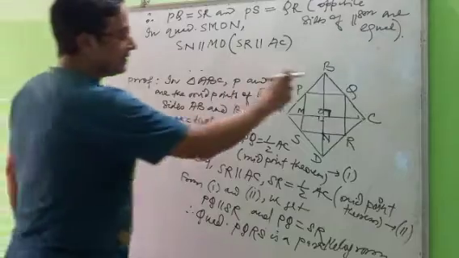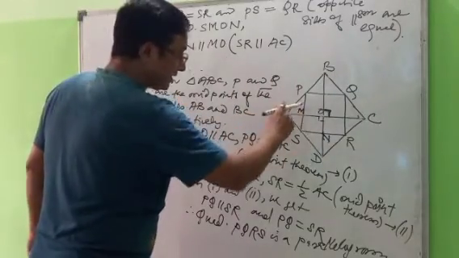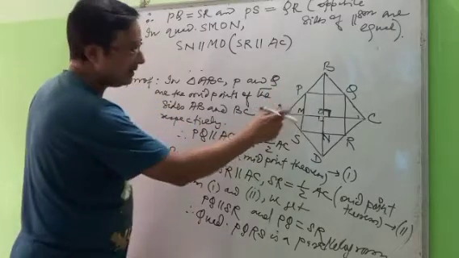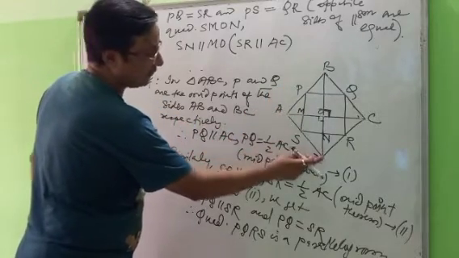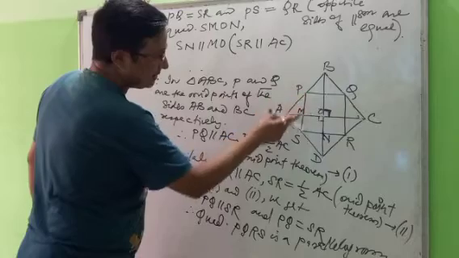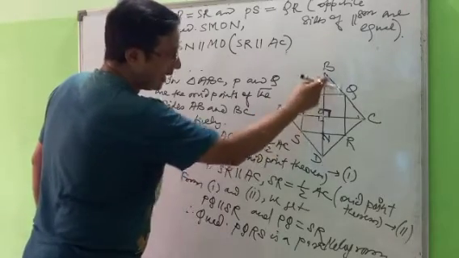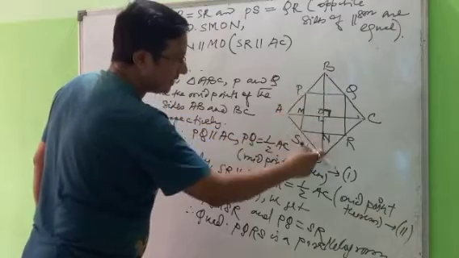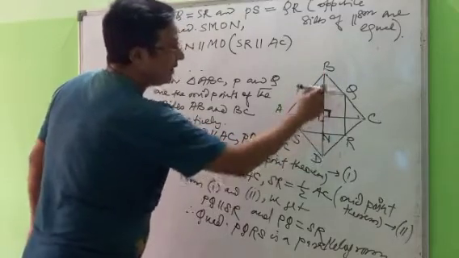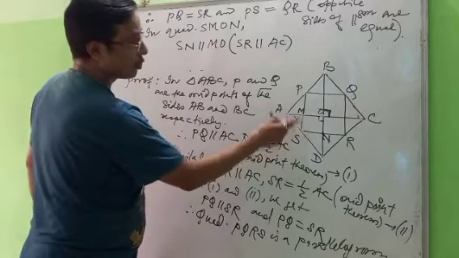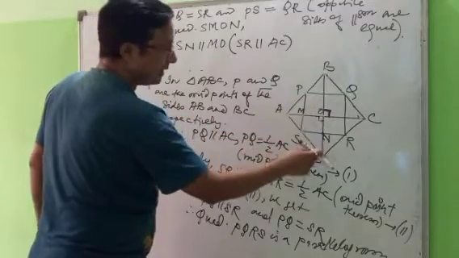Next, this is also a triangle. So the triangle is ABD. So here P is the midpoint of AB, S is the midpoint of AD. So by joining these midpoints, you got PS. So PS is parallel to the third side. So the third side is BD. Because the triangle is ABD, and these are the two midpoints P and S, so PS is parallel to BD.